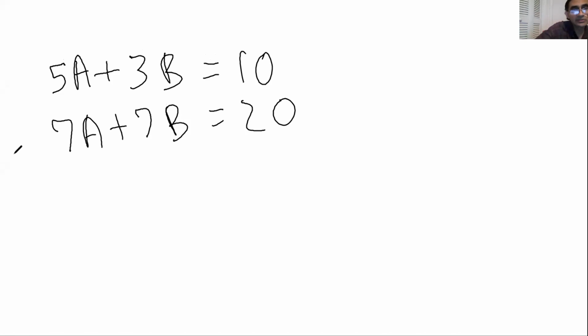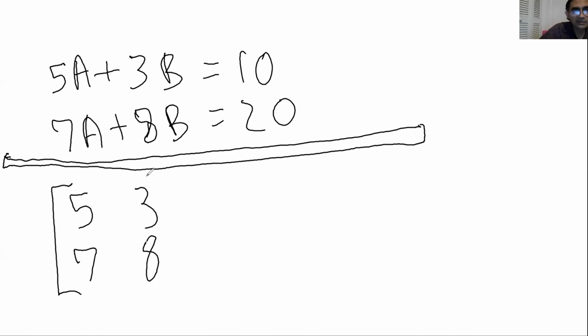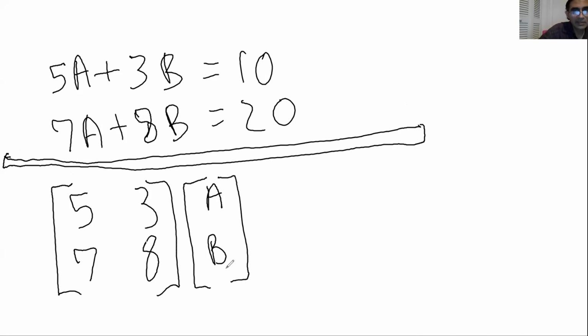Now, a totally different way to write this down is to say that you're going to develop a matrix of 5 and 3 and 7. Now maybe I'll change this to 8 over here. Okay, just keep it different, right? 7 and 8. So that's my one matrix. And then I have a vector times A and B. And that is equal to another vector called 10 and 20.